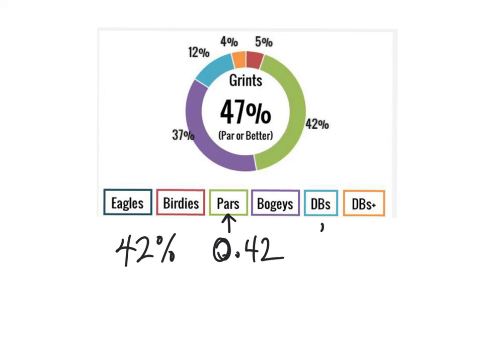And then as a fraction, 42 hundredths. This is not simplified yet. The common factor that these two share is 2. So this can be simplified to 21/50ths.